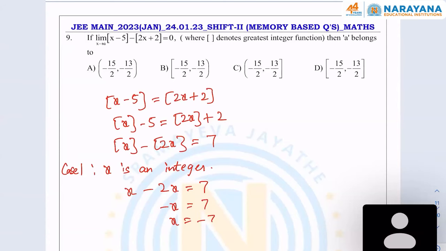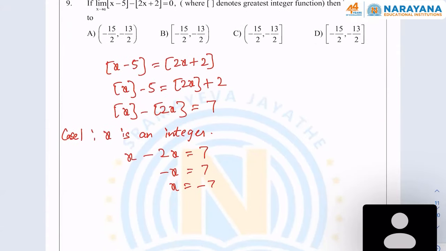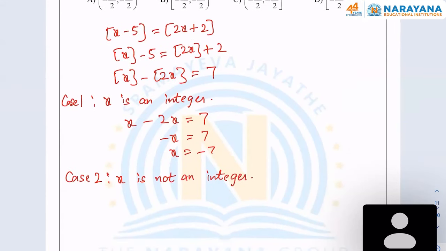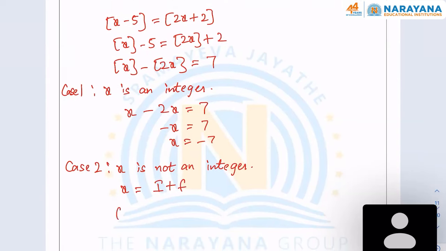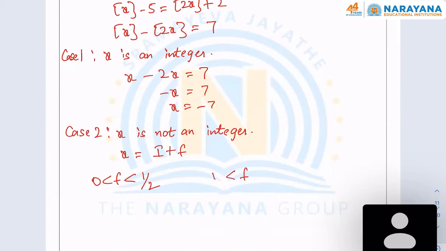Next one, when x is not an integer, in this case again we will get two cases. Suppose x is equal to I plus f. I represents the integral part, f represents the fractional part. So f lies between 0 to half, or f is greater than half, but it can't exceed 1, right? So I can write f lies between 0 to 1.